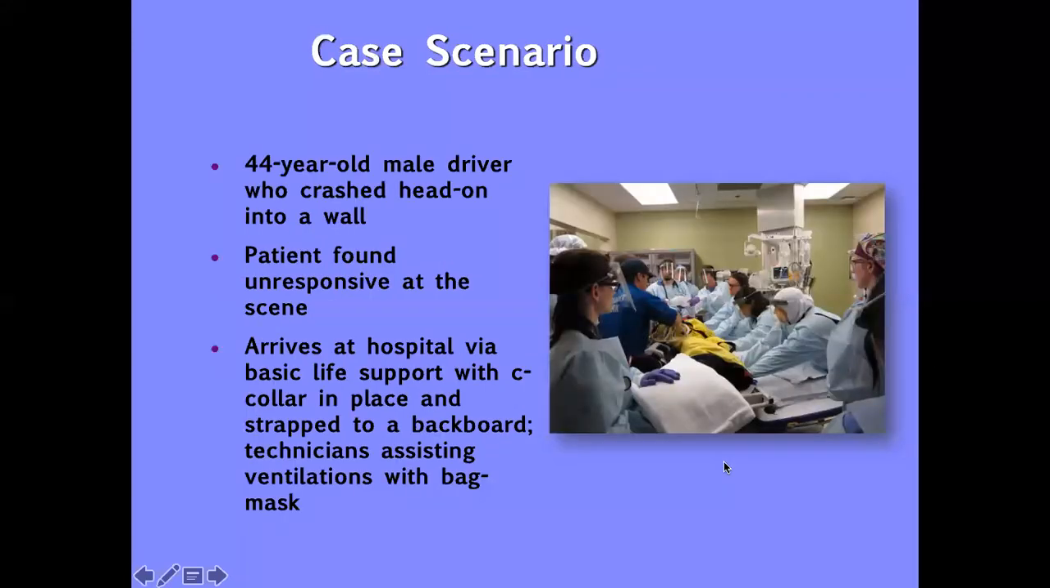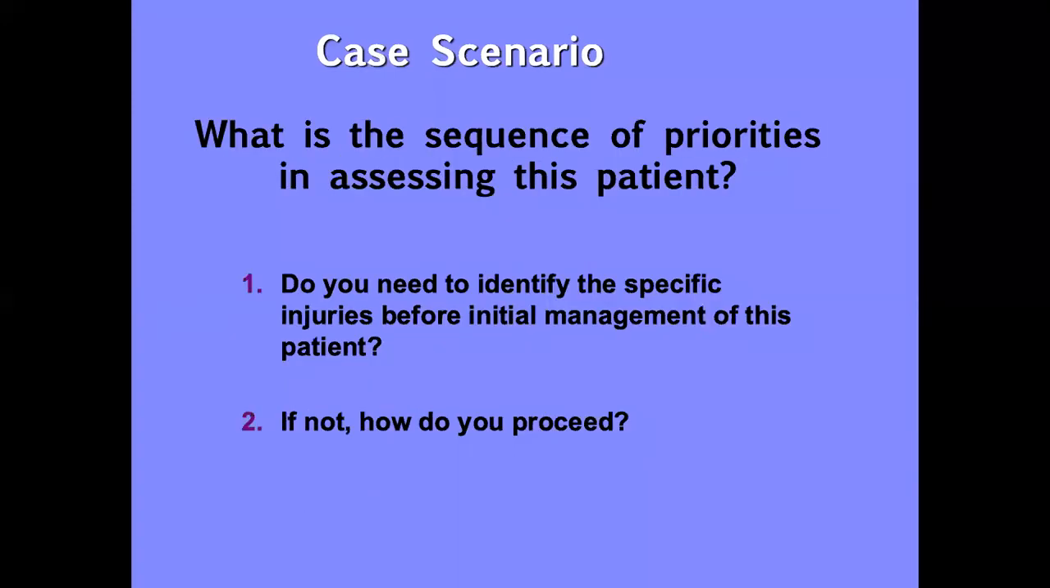Okay, so let us begin with a case scenario. This was a 44-year-old gentleman who was brought to the emergency section of the hospital as he crashed head-on into a wall. The patient was found unresponsive at the scene and arrives at the hospital via a basic life support team, which is usually not seen in the Nepal scenario, but you may be working somewhere else where the pre-hospital team evacuates the patient and brings him to the hospital on a C-collar, strapped to a backboard or a spinal board, as you say, and the technicians are assisting and ventilating with a bag and mask. Now, what should be the sequence of priorities in assessing this patient?